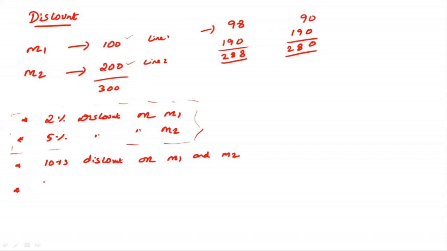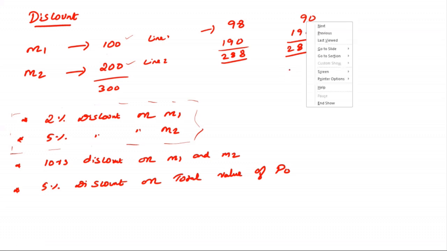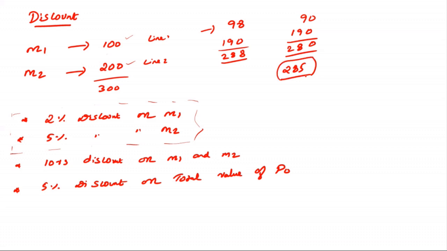Then he gives the third option. He is going to give 5% discount on the total value of the PO. When he gives this option, 5% of 300 is 15, so it becomes 285. Then he gives a last option. He gives 20 rupees of discount on the total value of the PO. Then it becomes 280.